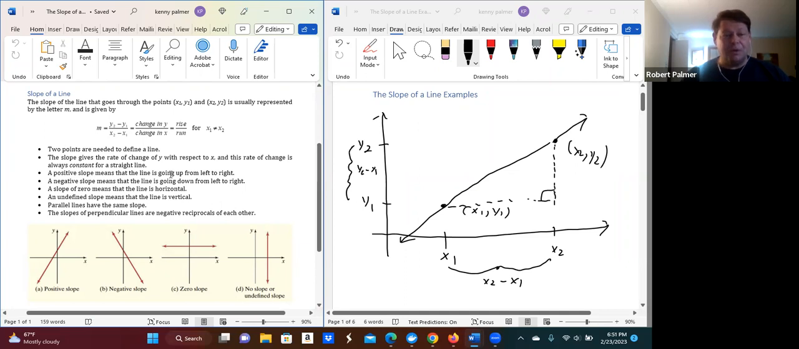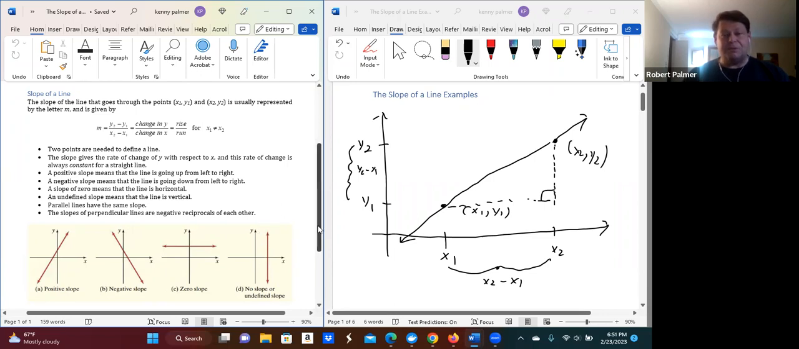A positive slope means the line is going up from left to right. So we see here, it's going up from left to right, so it has a positive slope. If it's going downhill from left to right, it has a negative slope. If the slope is 0, our line is horizontal. We'll talk about that later on. If you have a vertical line, that means you have no slope, or undefined slope.